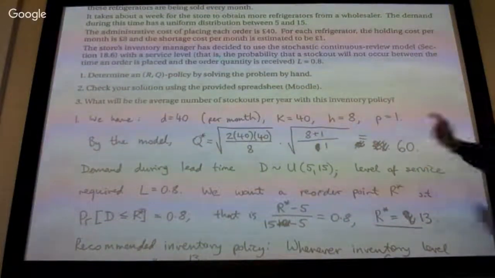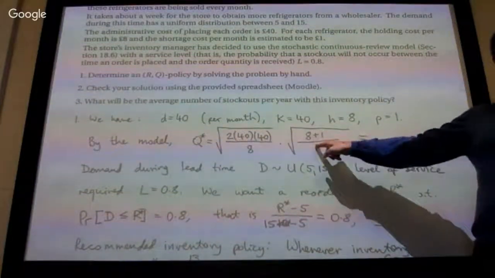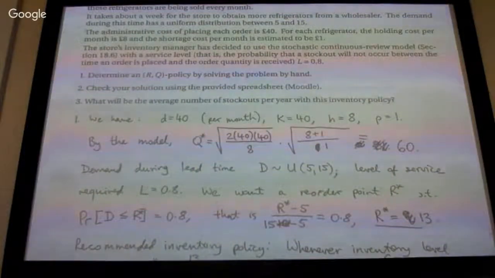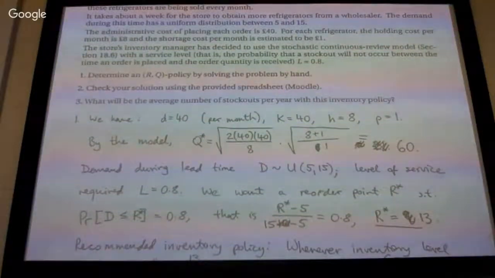Well, the first time I tried, I got 21 because I divided by 8, obviously. But the right result is 60.